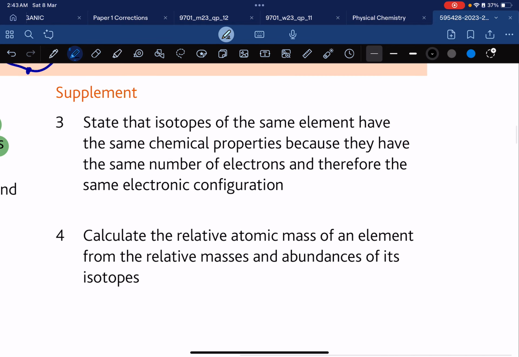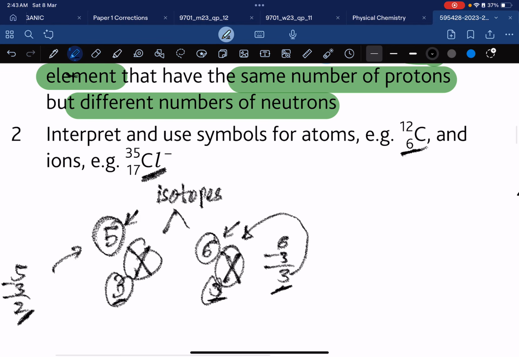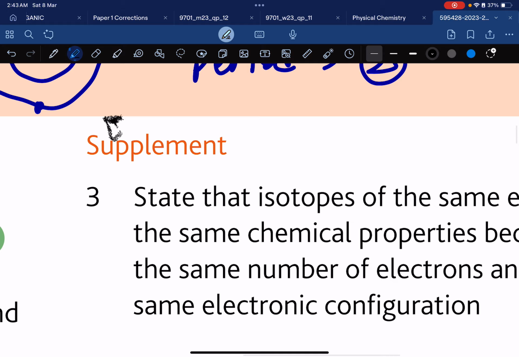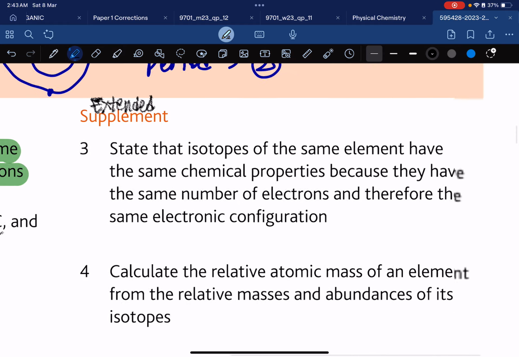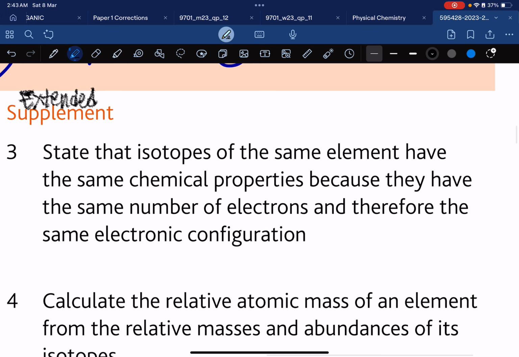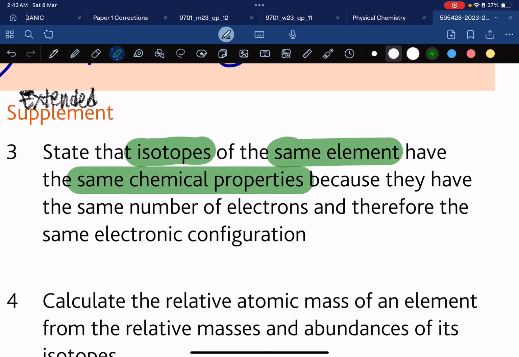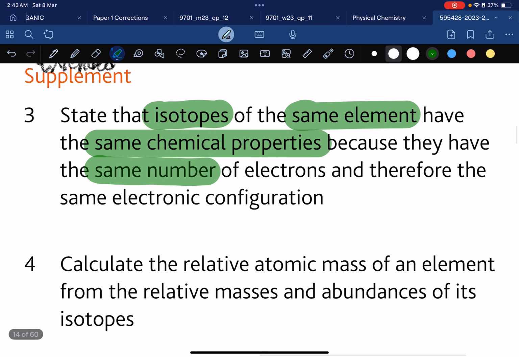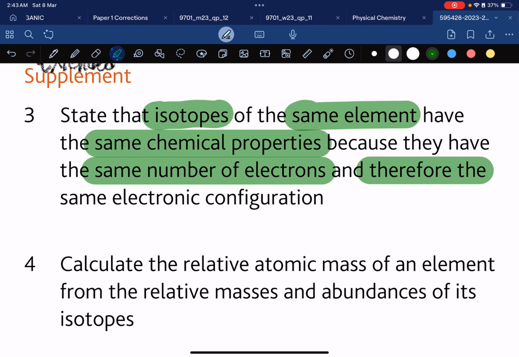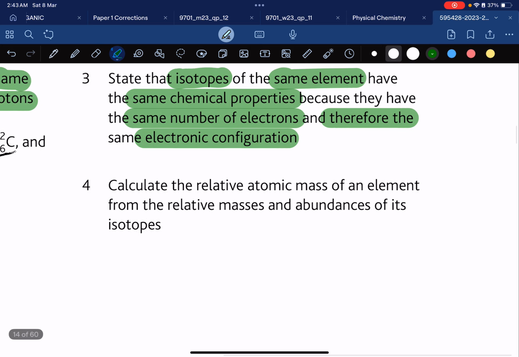Now for extended, or the ones taking the supplement, you need to state that isotopes of the same element have the same chemical properties. Yes, this is also really important. They have the same chemical properties because they have the same number of electrons and therefore the same electronic configuration. You really need to remember this because they often ask questions on this.